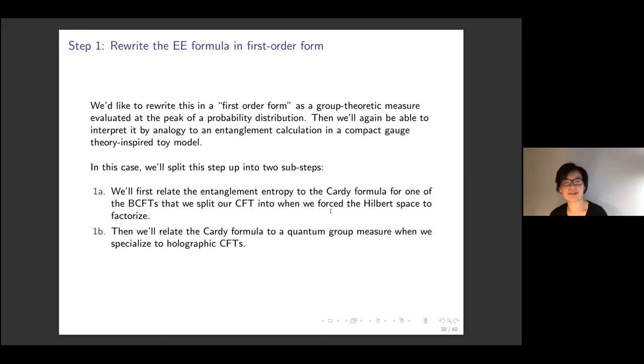So what I want to do now is again rewrite this in a first order form as a group theoretic measure evaluated at the peak of a probability distribution, which will put us in a position to interpret it by analogy to some compact gauge theory toy model if we know the exact underlying density matrix. In this case, this first step of rewriting it will be a little bit more complicated than before, and we'll split it up into two sub-steps. First, we will relate the entanglement result to the Cardy formula for one of the two boundary CFTs that we split our CFT into when we forced the Hilbert space to factorize. And then we'll relate the Cardy formula to a quantum group measure when we specialize to holographic CFTs.